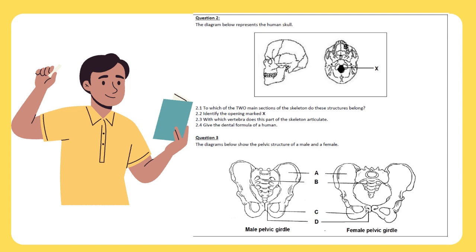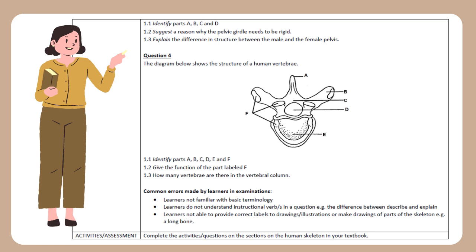Question 3. The diagrams below show the pelvic structure of a male and a female. 1.1 Identify parts A, B, C, and D. 1.2 Suggest a reason why the pelvic girdle needs to be rigid. 1.3 Explain the difference in structure between the male and the female pelvis. Question 4. The diagram below shows the structure of a human vertebrae. 1.1 Identify parts A, B, C, D, E, and F. 1.2 Give the function of the part labeled F. 1.3 How many vertebrae are there in the vertebral column?